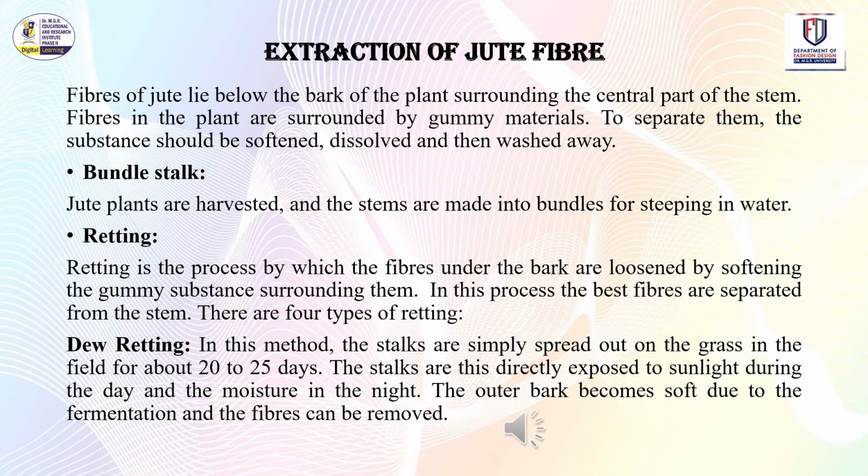Retting. Retting is the process by which the fibers under the bark are loosened by softening the gummy substances surrounding them. In this process, the best fibers are separated from the stem. There are four types of retting. Dew retting. In this method, the stalks are simply spread out on the grass for about 20 to 25 days. The stalks are thus directly exposed to the sunlight during the daytime and the moisture at night. The outer bark becomes soft due to the fermentation and the fibers can be removed.